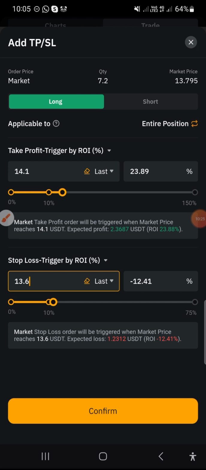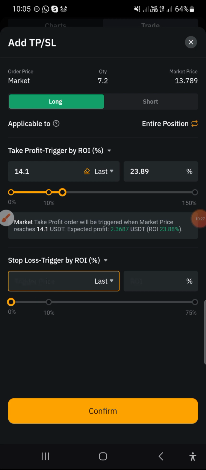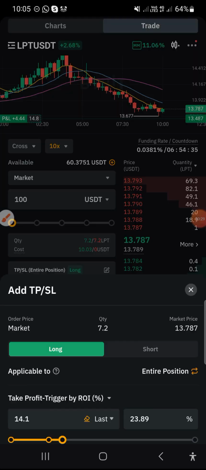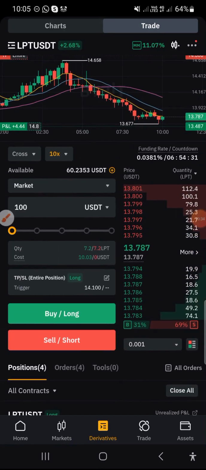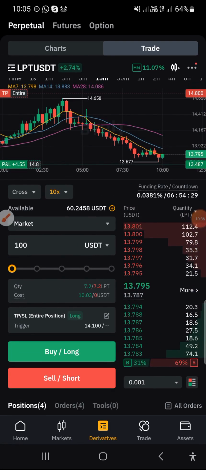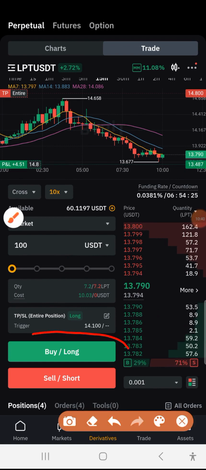I'm not setting stop loss, so I'm removing it to 0. So I click on confirm. All right, when I click on confirm, I will just come here. Remember, there's a difference between buy long and buy short. Buy long simply means, take a look here now.